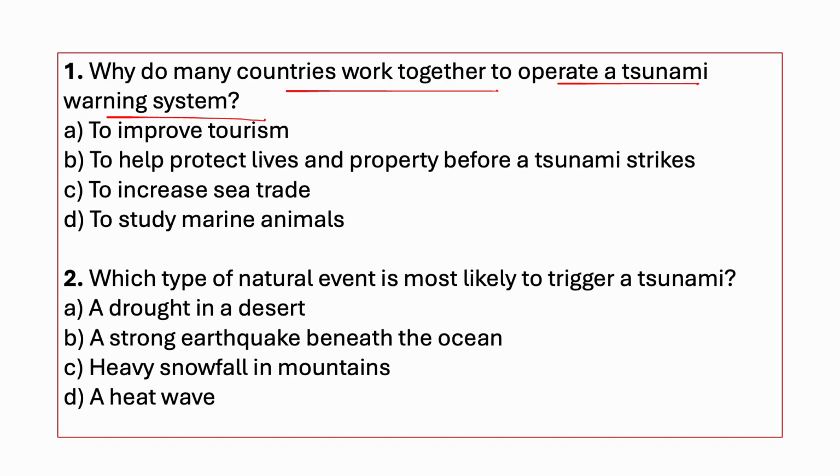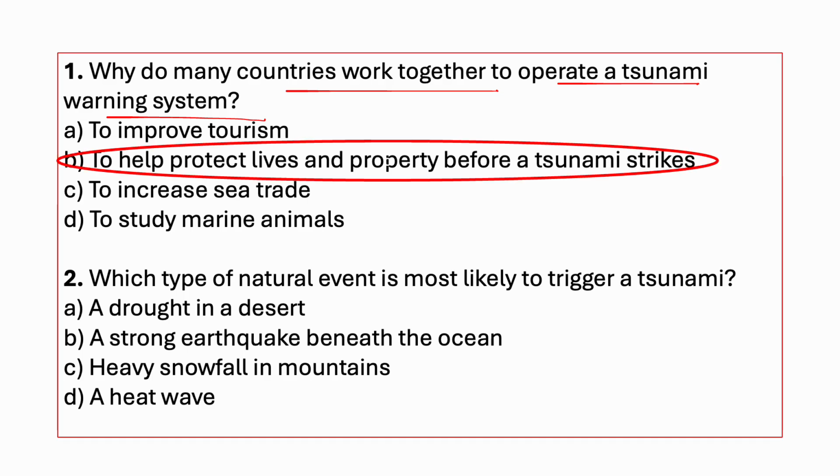See, to help protect lives and property before a tsunami strikes.